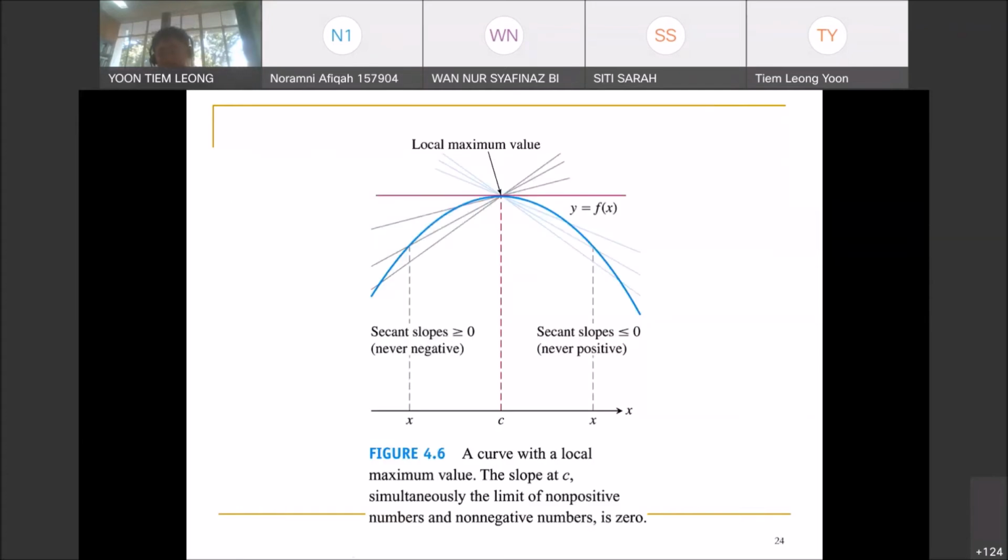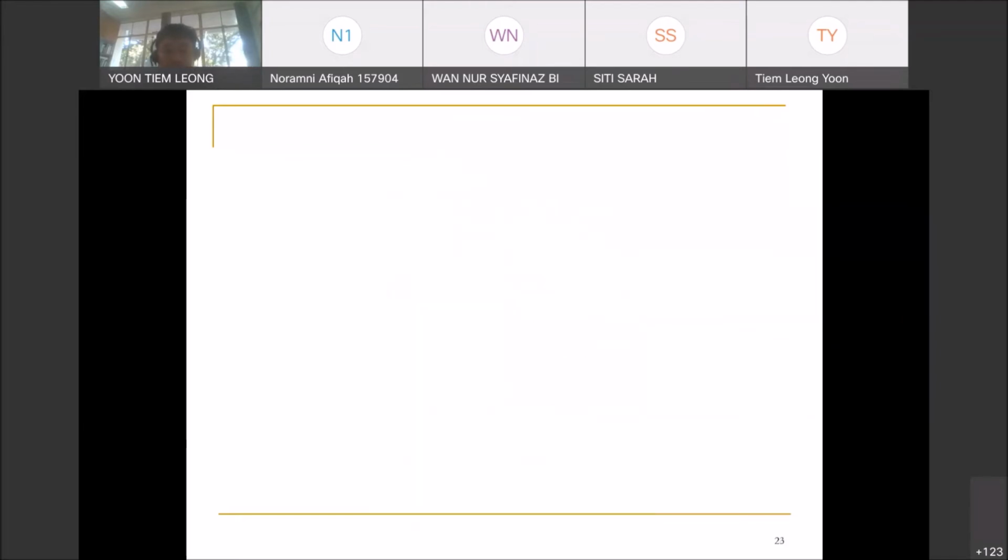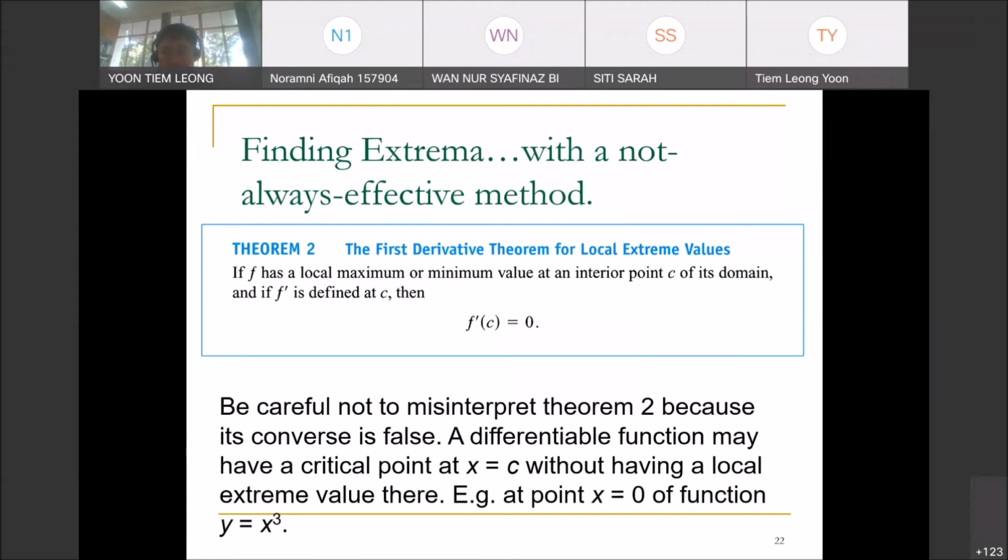You can explain this quite easily, but this is only true if you already know that the point is a local maximum or a local minimum. If you do not know that in the beginning, then you can't tell for sure that the point where the slope is 0 necessarily means it is a local maximum or local minimum. So you have to be very careful when you interpret Theorem 2.